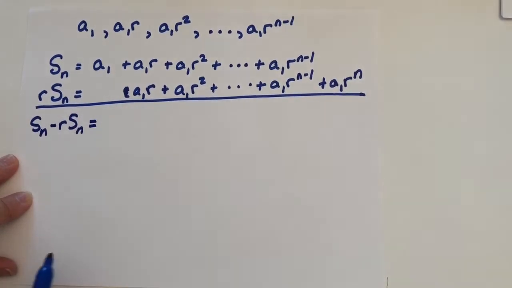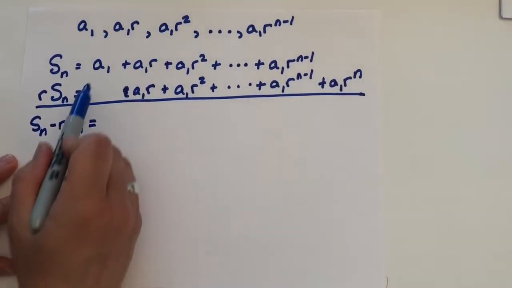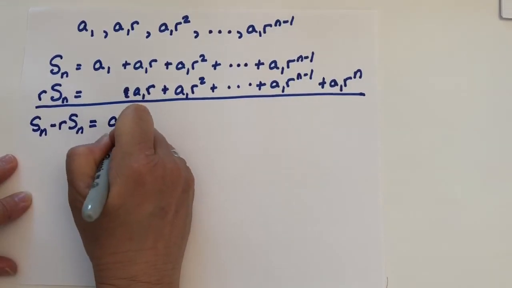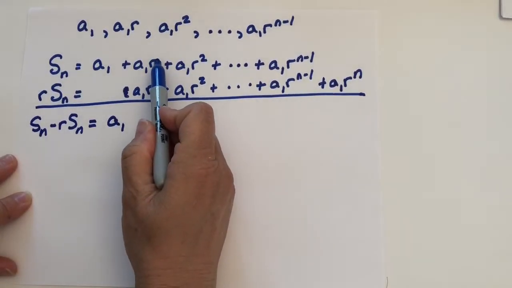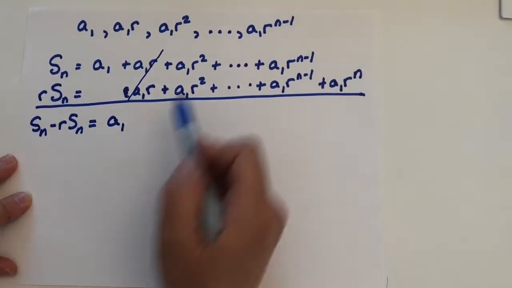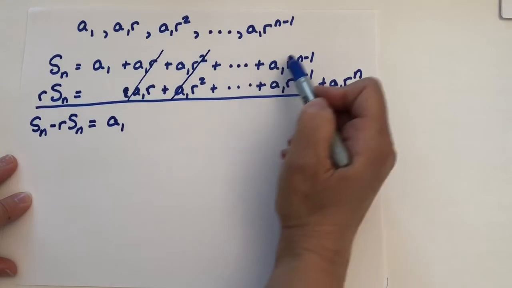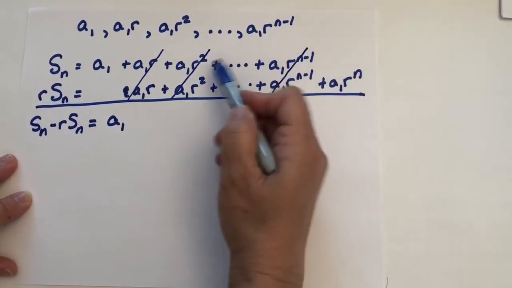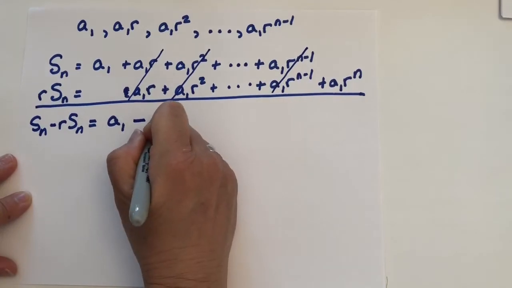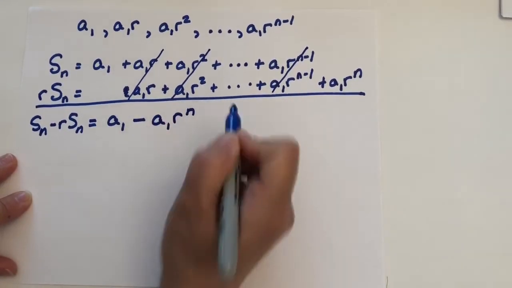And on the right-hand side, we have a sub 1 minus, and there's no term there. But now we have a sub 1r minus a sub 1r. So these terms will go away. And we'll subtract these, and we'll subtract these, and all of the terms in between, and we'll have that, minus a sub 1r to the nth.